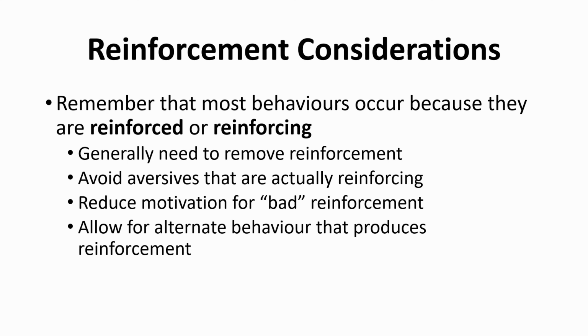Another good course of action would be to allow for alternate behavior that produces reinforcement. So instead of having their only reinforcement come from tagging along with the punished behavior, maybe you give them something else that gives them that reinforcement instead. So maybe if you're scolding them for doing something bad, also include praise for something that they've done well. So move where that reinforcement is coming from to some other alternate behavior, so behaving well instead of behaving poorly, or something like that.